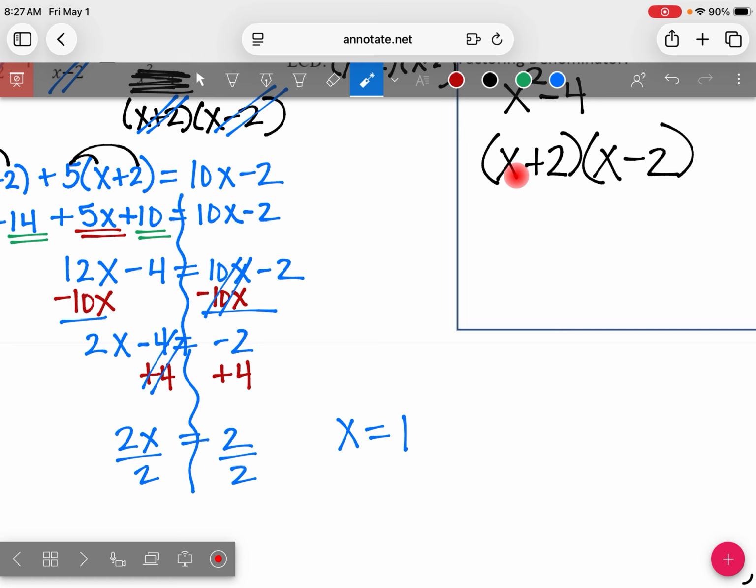So if I put a 1 here, do I get 0? What about a 1 here? So that means I have an answer. This is my actual answer. My answer is x equals 1. All right, one more question, and then we'll work through one question from the homework together.